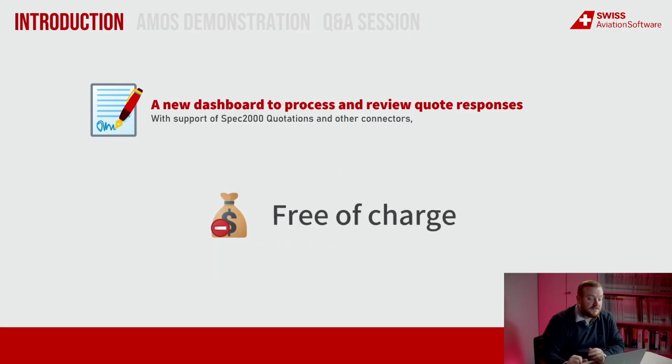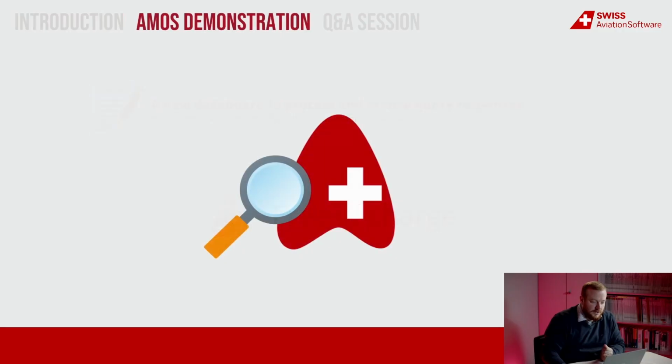A quick word about the licensing. This is free of charge. The dashboard is available in the eProcurement dashboard without an additional license, so you may just open the dashboard and start using it, as well as the connectors. That's all for the introduction.